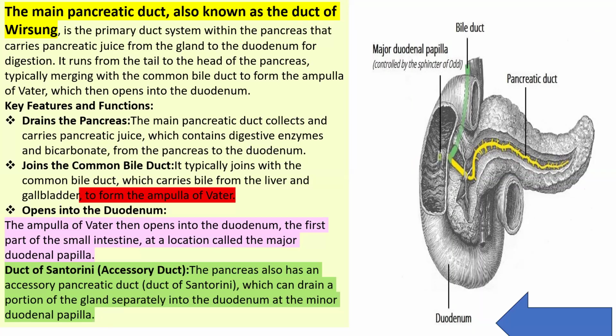The duct of Santorini is an accessory duct, meaning a helping duct. The pancreas also has an accessory duct: the main duct is called the duct of Wirsung, and the accessory duct is called the duct of Santorini. It can drain a portion of the gland separately into the duodenum at the minor duodenal papilla, passing pancreatic secretion separately into the duodenum.